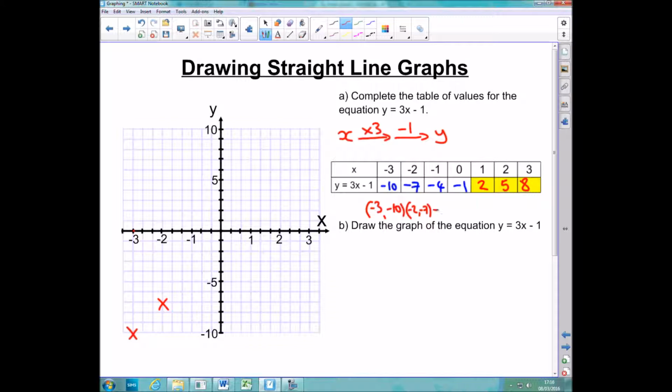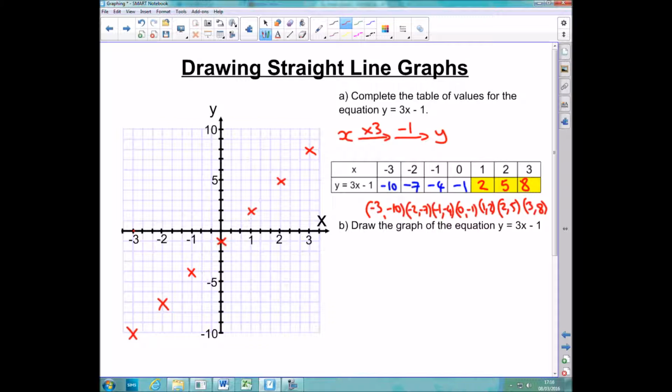We're going to keep going. Minus 1, minus 4, along to minus 1, down to minus 4, mark it with a cross. 0, minus 1. We don't have to move left or right, but we do have to go down 1. Next one, 1, 2. Along to 1, to the right, up 2. 2, 5. To the right 2, up 5. And finally 3, 8. Along to the right 3 and up 8.